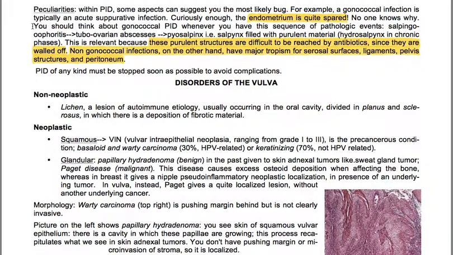salpingo-oophoritis, tubo-ovarian abscess, and pyosalpinx. That is a salpinx filled with purulent material. It becomes hydrosalpinx in chronic phases. This is relevant because these purulent structures are difficult to be reached by antibiotics since they're walled off. Non-gonococcal infections, on the other hand, have major tropism for serosal surfaces, ligaments, pelvic structures, and peritoneum. PID of any kind must be stopped as soon as possible to avoid complications.